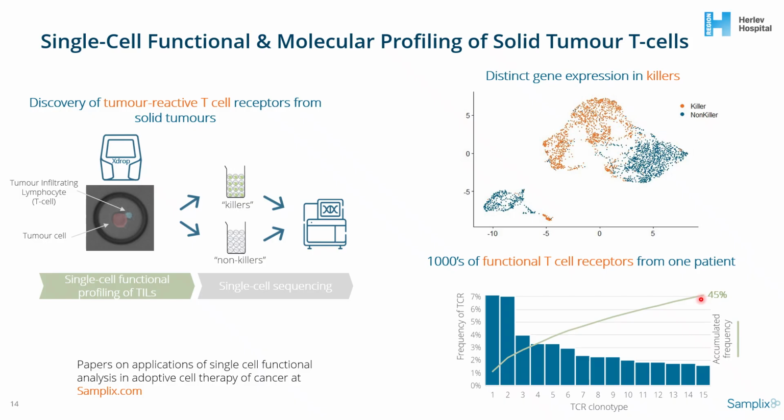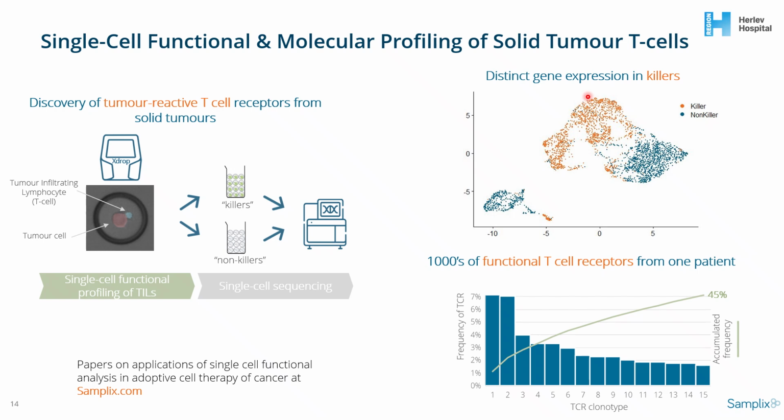So researchers at the National Center for Cancer Immunotherapy at Herlev Hospital have utilized this assay to sort out killers and non-killers from tumor-infiltrating lymphocytes and characterized these in terms of expression profile utilizing the 10x Genomics platform. And so here we're looking at a UMAP plot of both killers and non-killers. And the shape of this plot is, of course, based on the gene expression within each of these individual cells. And this is why it looks like it does.